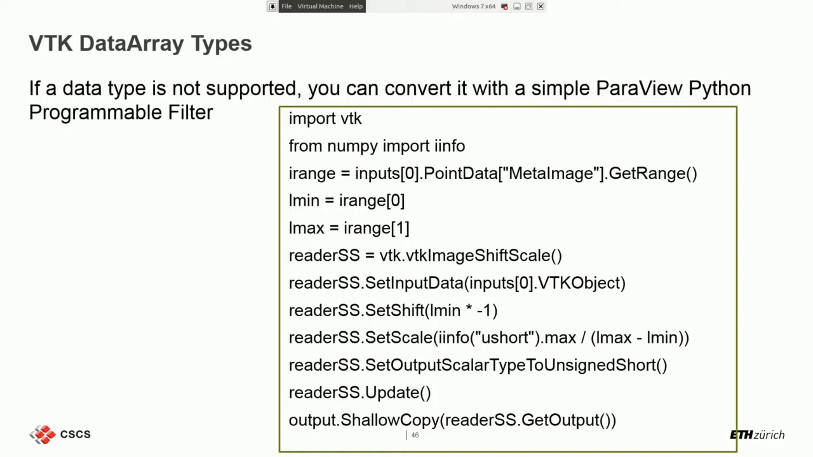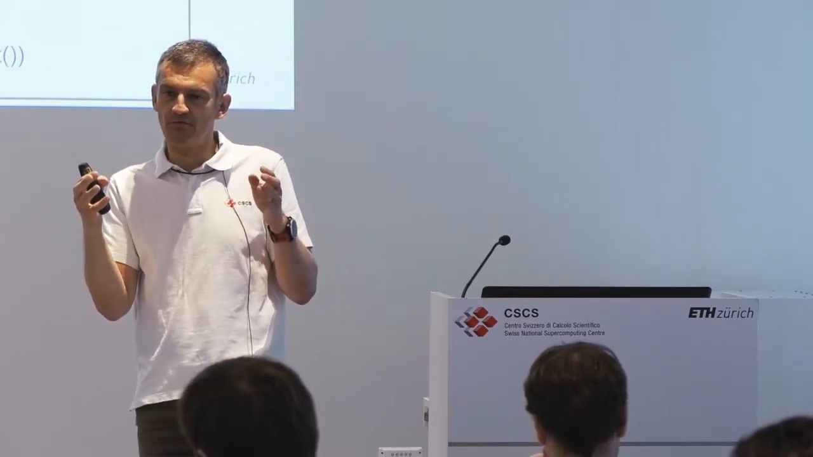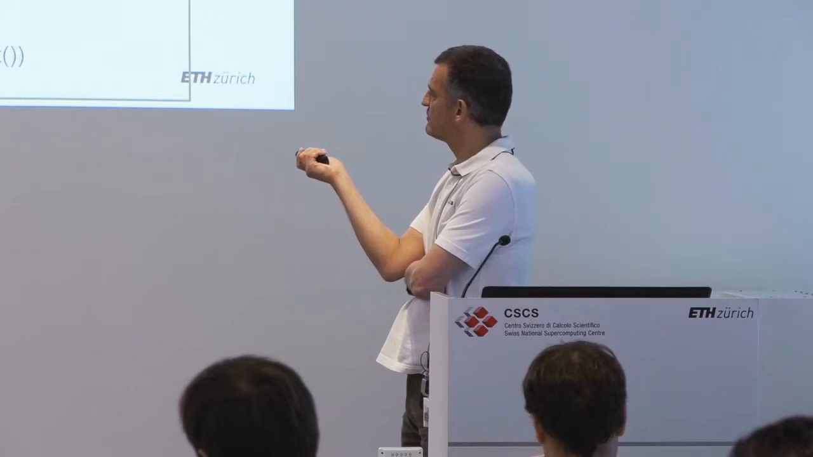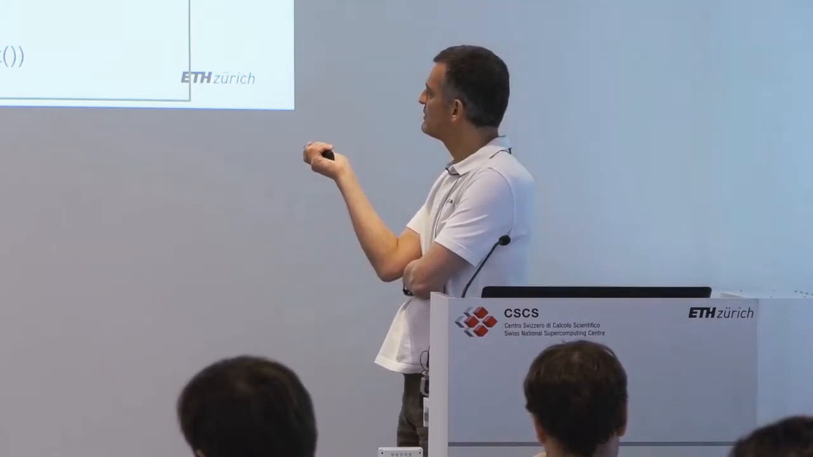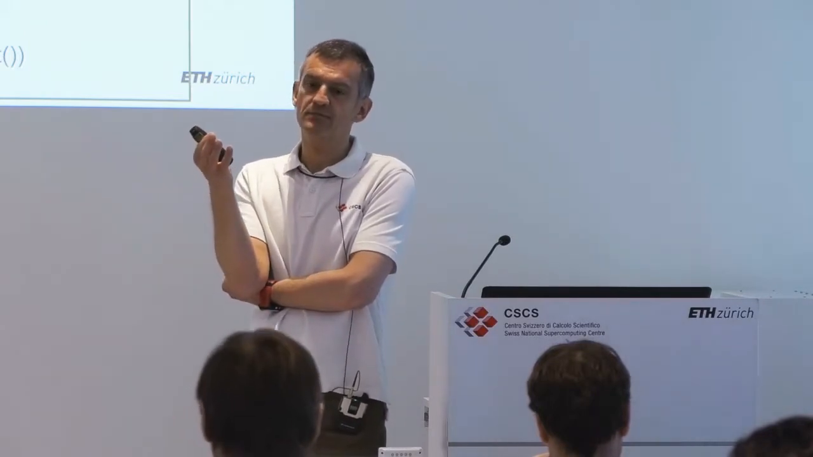I get a filter, image shift scale. I set the input to the filter to be the grid object. I shift it by -1 times the minimum, and I scale it by the maximum possible value a 16-bit unsigned short can store. In that case, I spread all my scalar ranges to the minimum and maximum possible values of the range. And I say, I want my output to be of type unsigned short. And here you have multiple choices. You can convert to basically any data types which VTK supports.